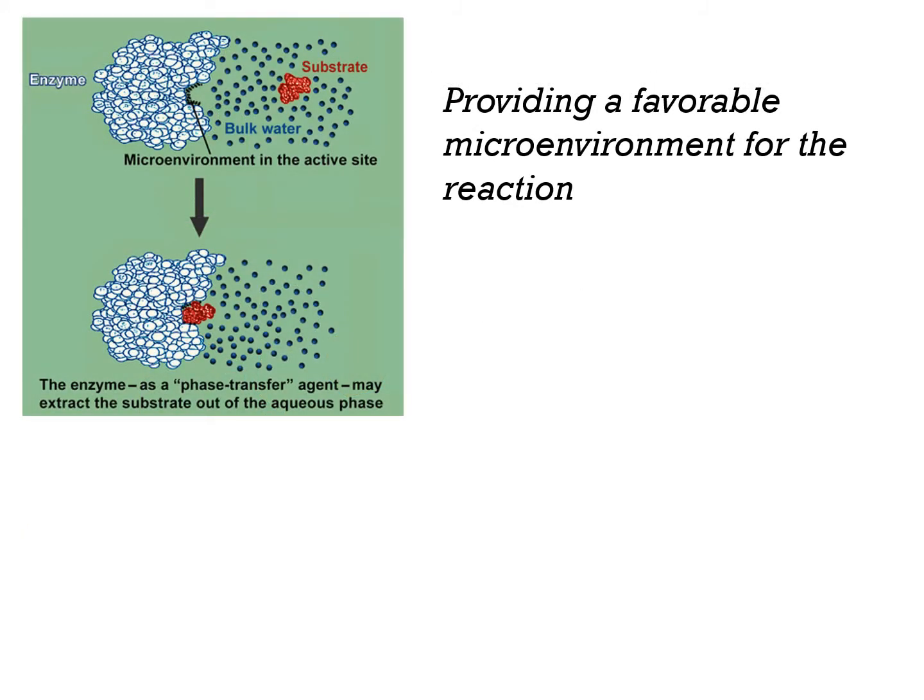Providing a favorable microenvironment, this one's a little tougher to find images on. Most of the ones that I've seen are usually pretty hard to interpret unless you have some experience. But here's an example. Let's say we have a substrate and it's dissolved in water. That microenvironment might actually be more favorable for the substrate than the aqueous environment. And so this is describing what we call a phase transfer, where the molecule is dissolved and now the molecule is out of the water and now is in a different environment, and maybe a reaction will occur.